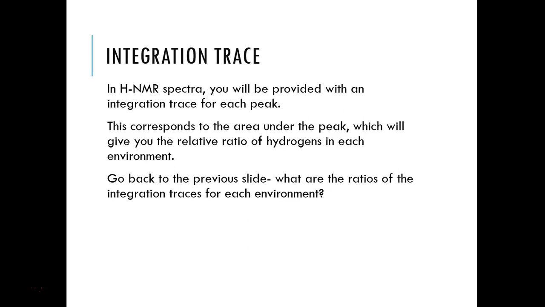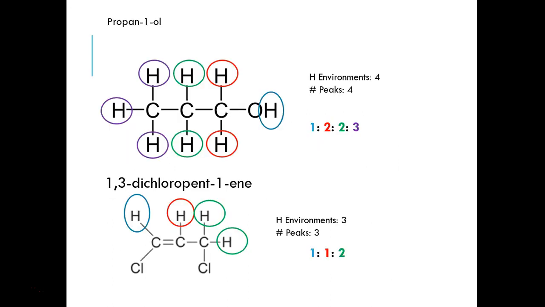Now, when you see an NMR spectrum, you're going to be given an integration trace for each peak. This tells us the area under the peak, and that's going to give you the relative ratio of hydrogens in each environment. So if we go back to the previous slide, we can figure out the ratio of integration traces for each environment. So I color-coded them with the hydrogens. Since there's one hydrogen in the blue environment, the integration trace would be 1. Then it would be 2 in the red environment, 2 in the green, and 3 in the purple. So that would be the ratio of the integration traces. And then for 1,3-dichloropent-1-ene, it would be 1 to 1 to 2.